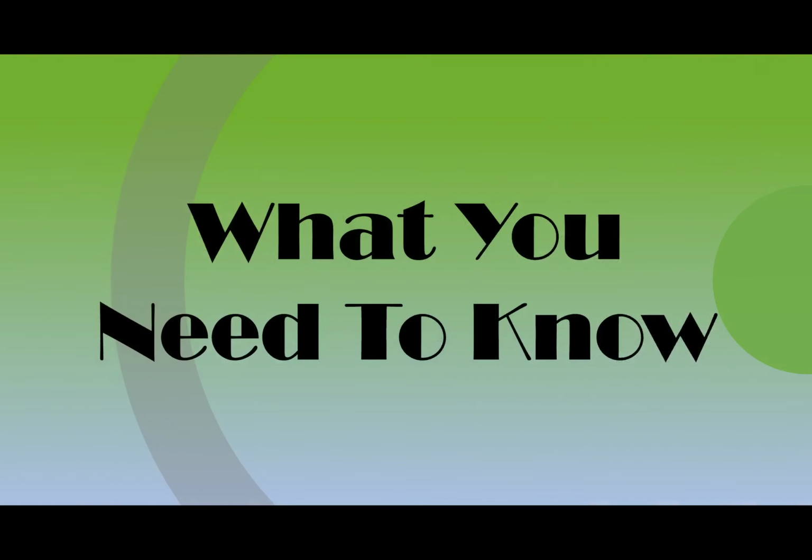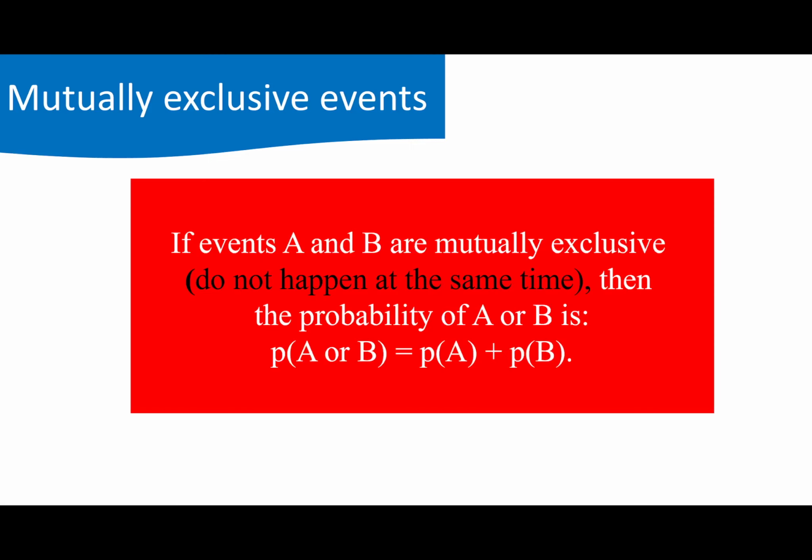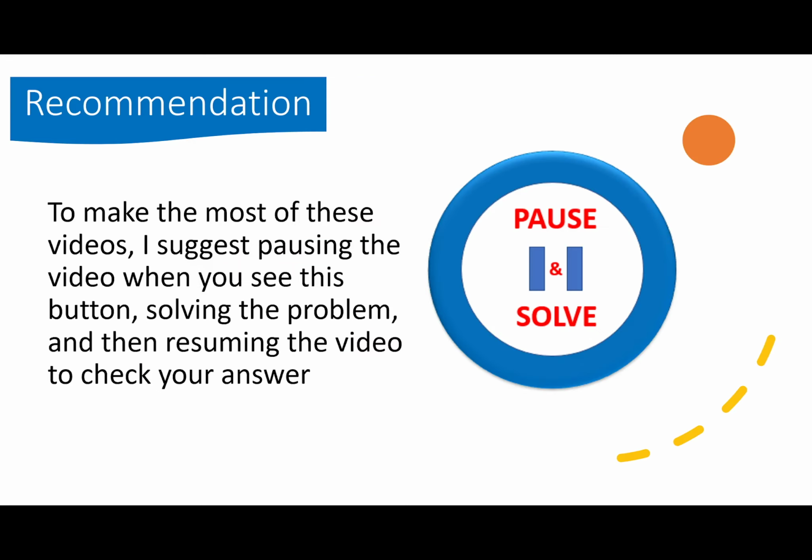Here is what you need to know before we get to the examples. Mutually exclusive events. If A and B are mutually exclusive, meaning they do not happen at the same time, then the probability of A or B is equal to the probability of A plus the probability of B. This is a very important rule that we're going to be using shortly. Recommendation. To make the most of these videos, I suggest pausing the video when you see this button, solving the problem, and then resuming the video to check your answer.